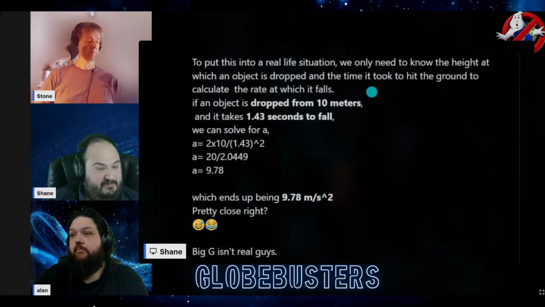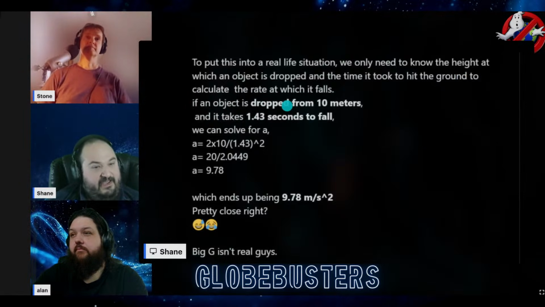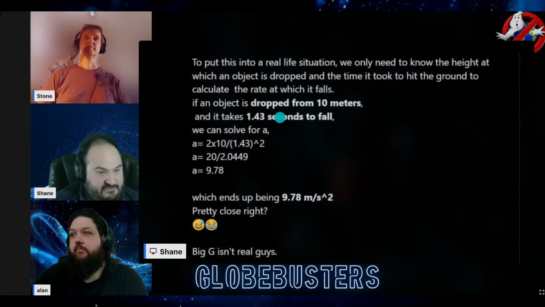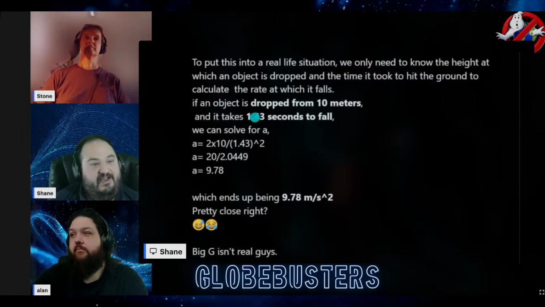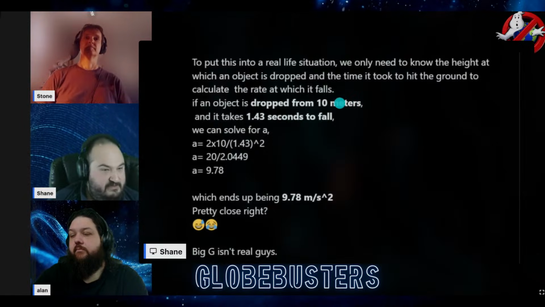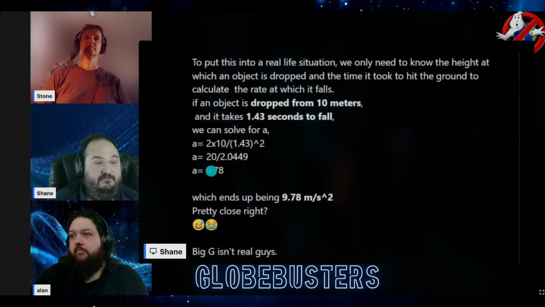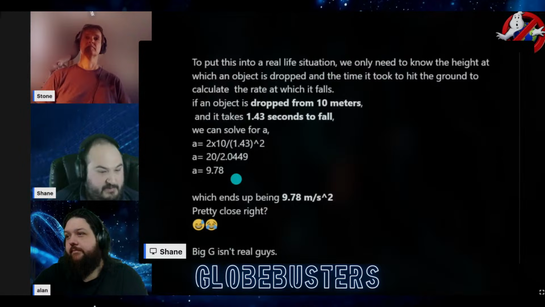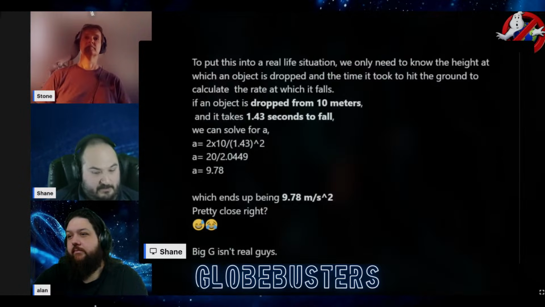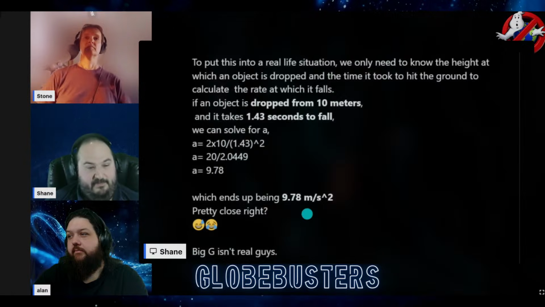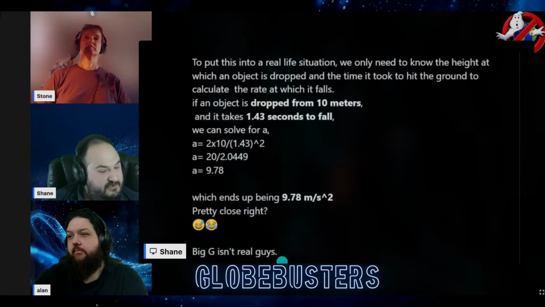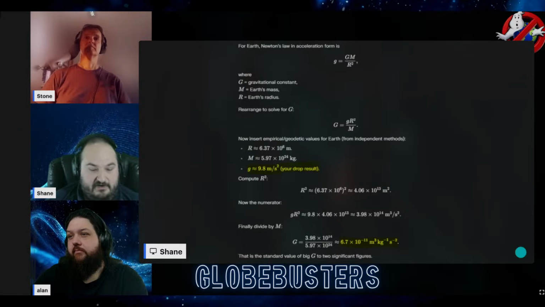Put it in a real world example. I'd like to use this example over here. And the only 2 parameters you need are here. The height it's dropped from, this is our h, and the time it takes to fall is going to be our t squared in the equation. Right. So if you drop something from 10 meters and it takes 1.43 seconds to fall, you can quickly solve, plug that in. 2 times 10 over 1.43 squared equals 20 over 2.0449, which when factored out, of course, is 9.78 meters per second squared. There's a couple other examples you can work through, but the result's always the same. No big G, no cause for the downward acceleration ever inserted here.